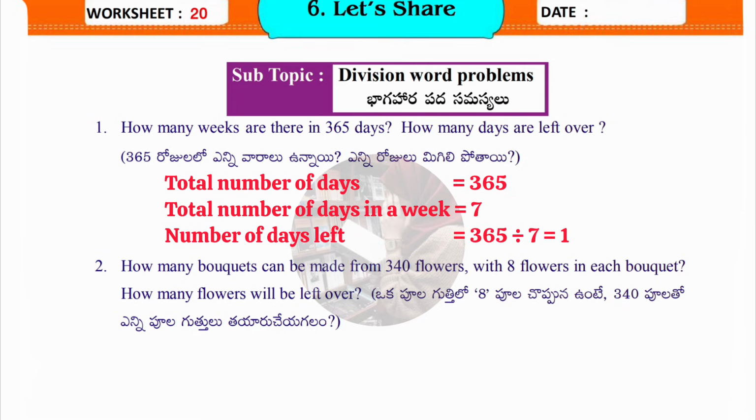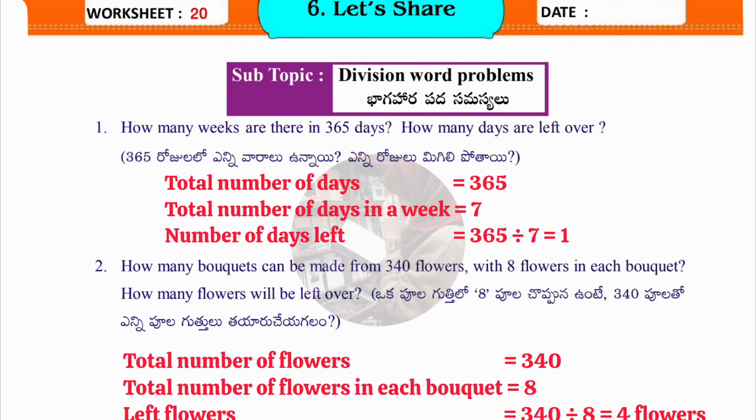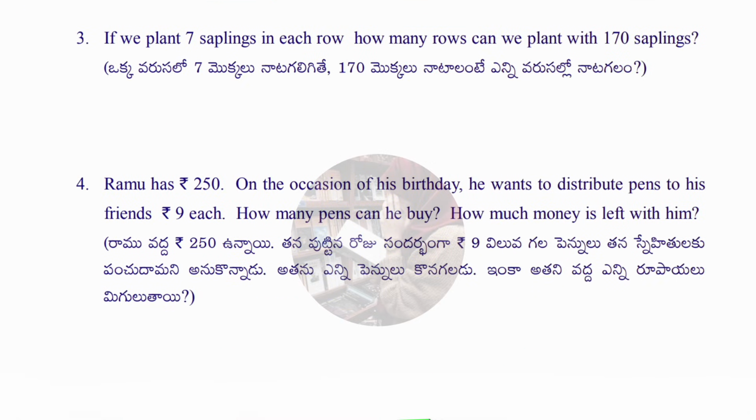Let's see the second question, which is how many bouquets can be made from 340 flowers with 8 flowers in each bouquet? How many flowers will be left over? So the answer is, total number of flowers given is 340. Total number of flowers in each bouquet is 8. So we have to find out the leftover flowers. So 340 divided by 8. If you do 340 divided by 8, you will get the remainder as 4, which is the leftover. So leftover flowers will be 4.